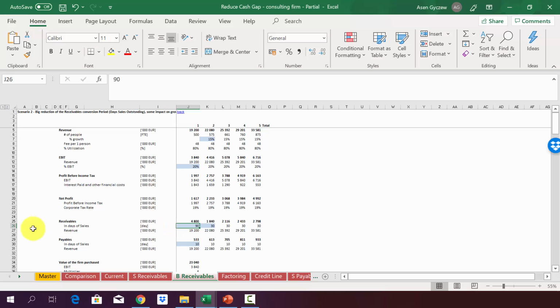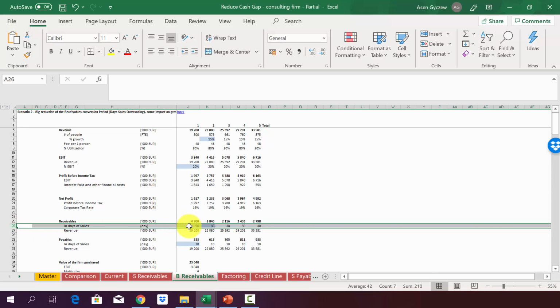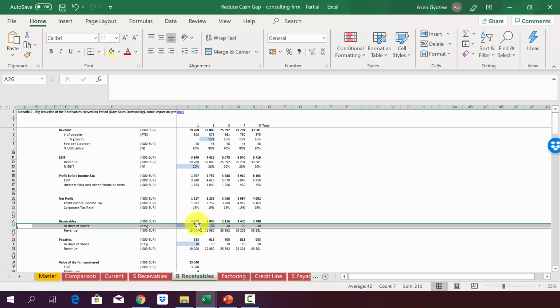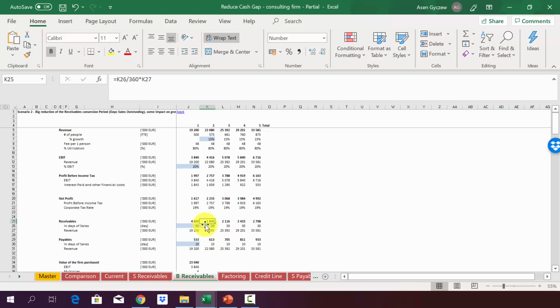So first of all, as you will notice, we went down with the payment terms from 90 to 30. Previously, in the scenario 1, where we had just small reduction in receivables, we went down from 90 to 60. And obviously the original one was 90. Now, currently, if we don't change anything, we would have receivables on level of 6 million. With the scenario 1, where there will be just a small reduction, it will be 4 million. And with the second scenario, where we do a drastic reduction, it's 2 million. So our receivables are smaller by 4 million.